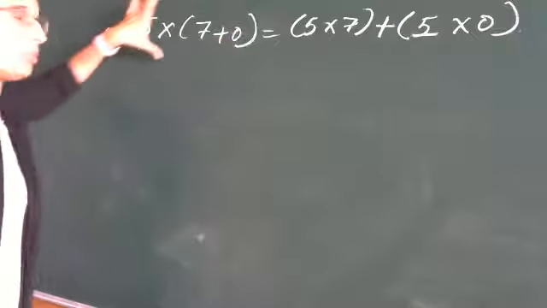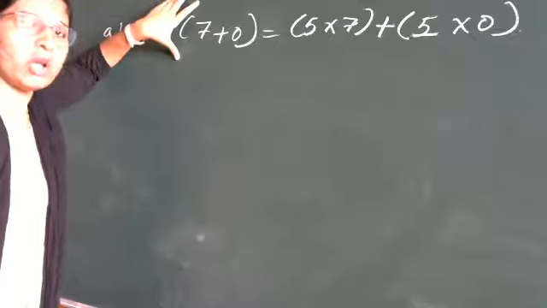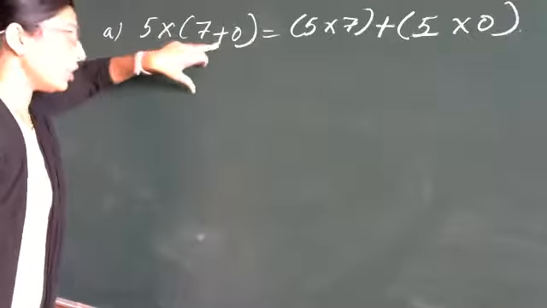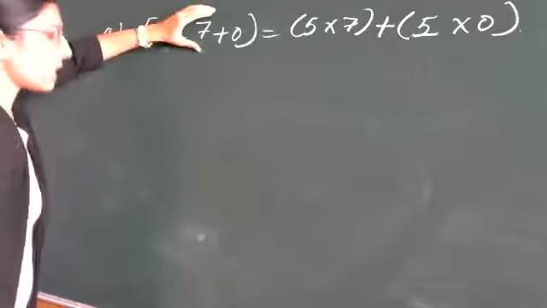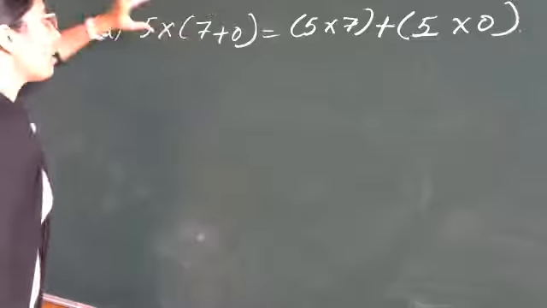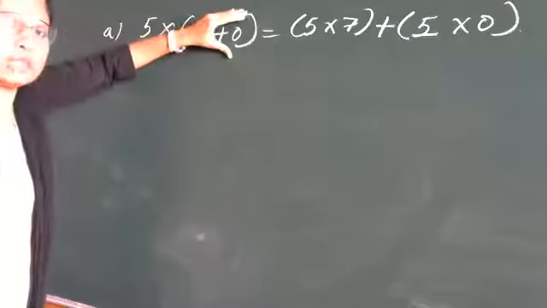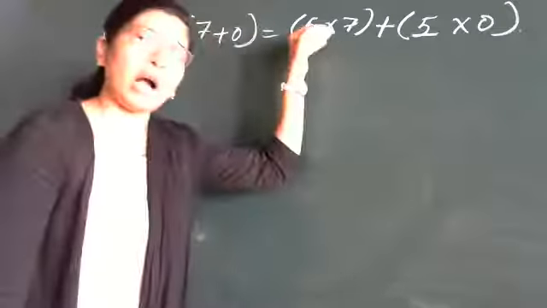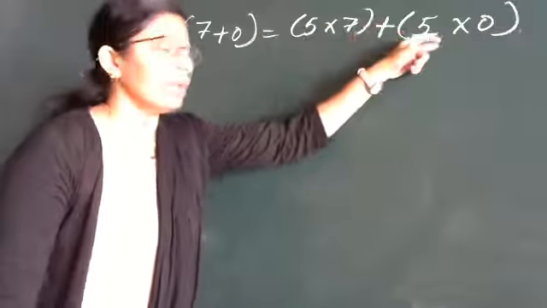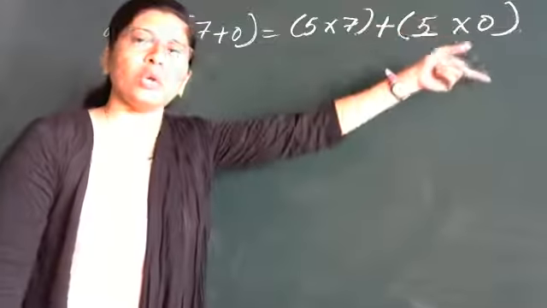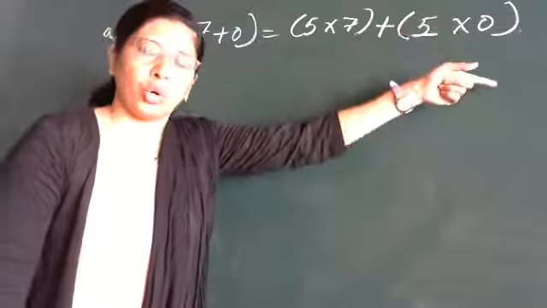This is distributive property of multiplication over addition. So what we do in this? 5 is multiplied with 7 plus 5 will multiply with 0. So here 5 is already multiplied with 7, so the missing number will be 5 into 0. Okay, understood?